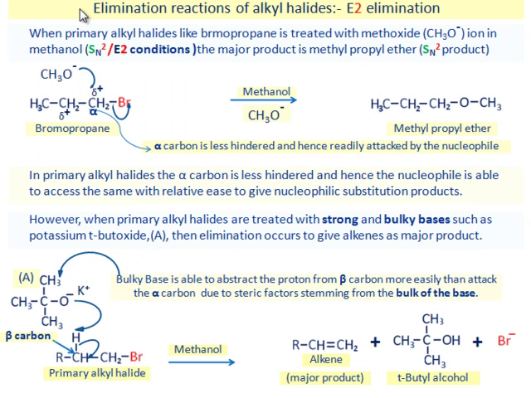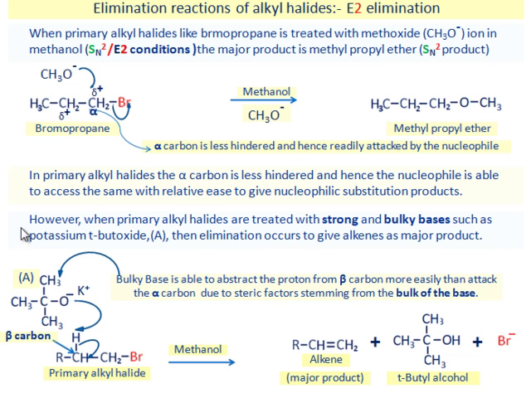Elimination reactions of alkyl halides. E2 elimination. When primary alkyl halides like bromopropane are treated with methoxide ion in methanol, the major product is methyl propyl ether. In primary alkyl halides, the alpha carbon is less hindered and hence the nucleophile is able to access the same with relative ease to give nucleophilic substitution products.